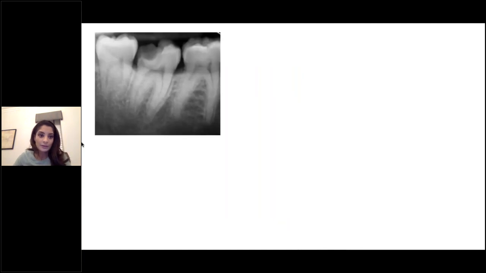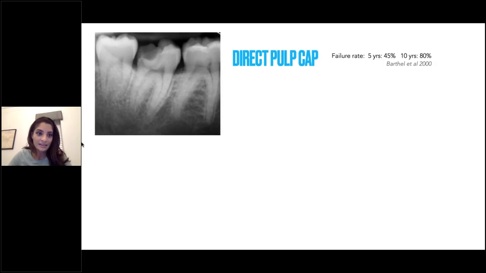So if we're going to be treating this, and I fully remove the caries in this case, so we get my burr and remove the caries in its totality, there's a high chance that we're going to expose the pulp. And what we know is that the success rate for direct pulp caps is not that great. If we look at this study done in 2000 by Patel et al., you can see that the failure rate for direct pulp caps at 5 years was 45%, and at 10 years was 80%.